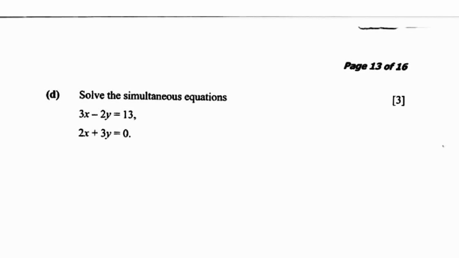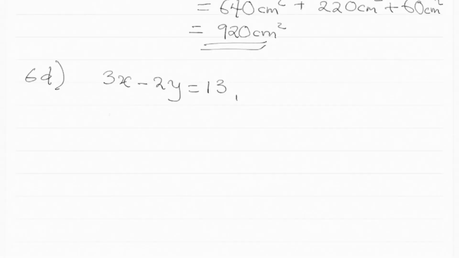Question number 6D reads, solve the simultaneous equations 3x minus 2y is equal to 13 and 2x plus 3y is equal to 0.